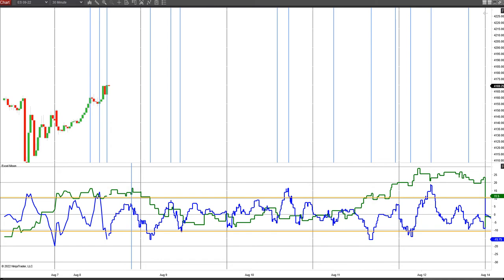I'm going to take a look at the Astro Excel chart today. Looking at the green line, you can see we've had this upward trend developing. We got above the plus 10 line here, and now through today we're flat, but we're above the 10 line, so we've got bullish pressure with that.